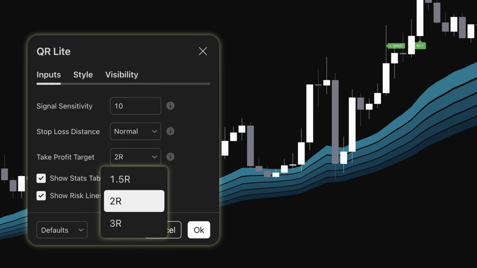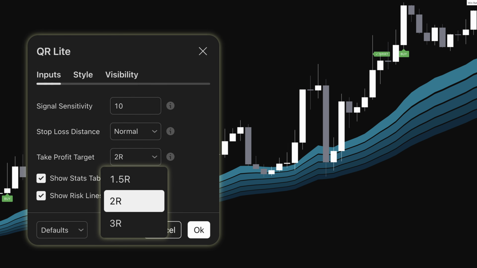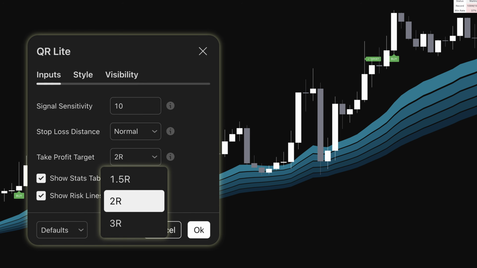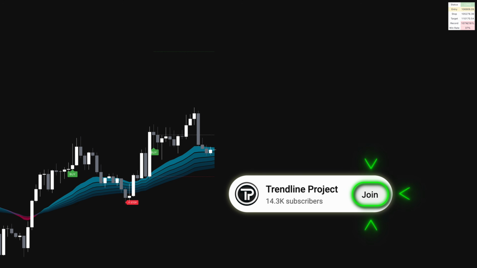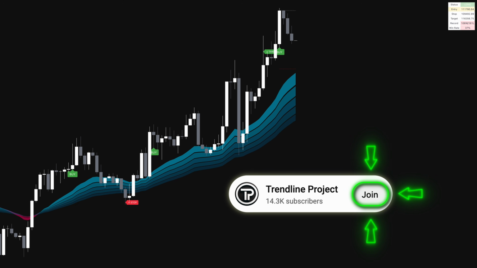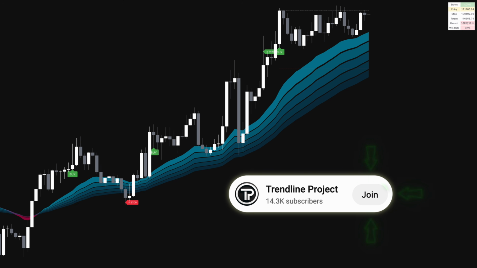Take profit targets calculate as multiples of risk. Using the default 2-to-1 setting with a 50-point stop puts the target at 100 points. This maintains consistent risk-reward ratios across every trade regardless of market or volatility conditions.